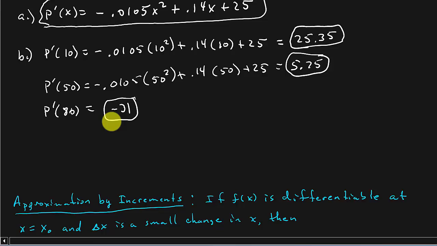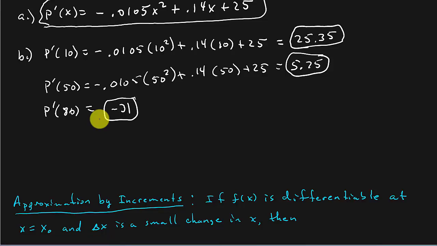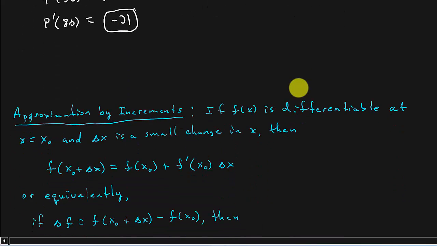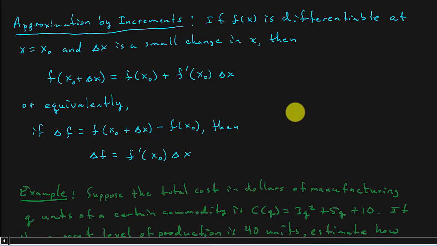And then with 80, increasing from 8000 to 8100 cameras, what is that going to do? That's going to decrease profit by about $31,000. So that's what that means. All right, so let's look at this approximation by increments. With marginal cost, marginal profit, and marginal revenue, that was increasing by 1 unit. So now let's look at this.